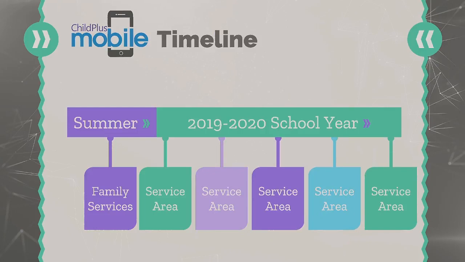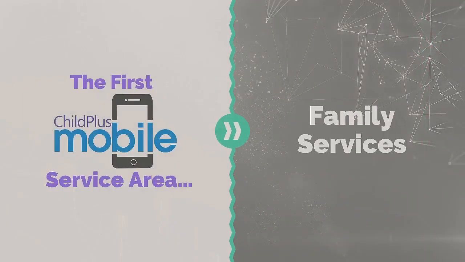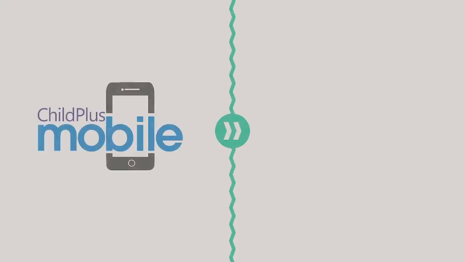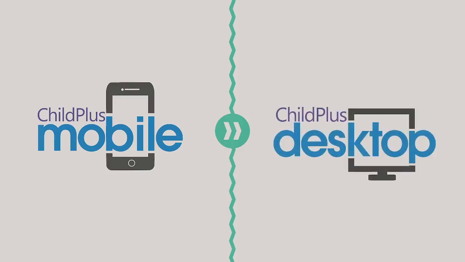Then we'll be releasing additional service areas throughout next school year according to your priorities. And we'll talk a little bit more about how you're going to give us your priorities in just a couple of minutes. But since the first service area for ChildPlus Mobile is going to be family services, that's what I'll be showing you a preview of tonight. And a quick note here, to avoid any confusion, the existing version of ChildPlus, the version that you're familiar with and used to, I'm going to refer to that tonight as ChildPlus Desktop, okay? So let's take a look at ChildPlus Mobile.